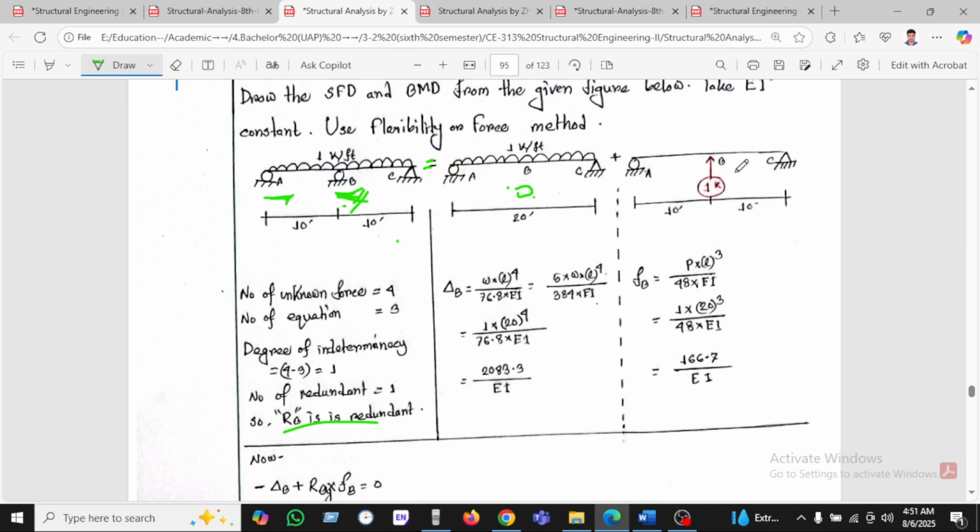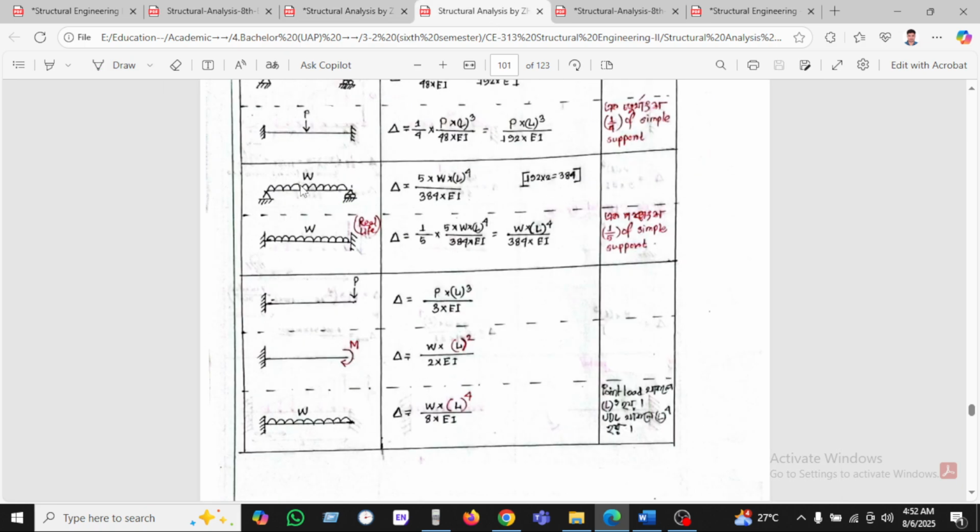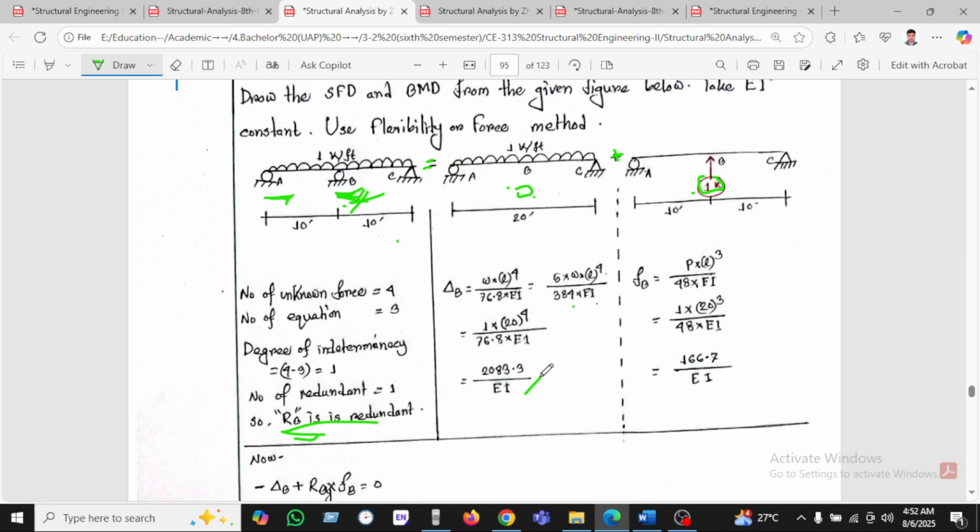RB is removed here, and the other one is the plus diagram, where a one-kip load is applied where RB is redundant. Now we know this is a simply supported beam. For a simply supported beam with UDL, the deflection is 5WL to the power 4 by 384EI. After using this, we find delta B, which is the deflection at B.